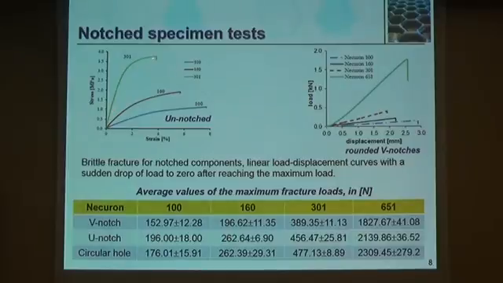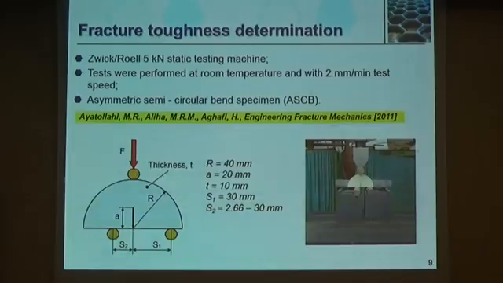So the materials are not brittle, but when we test the notched specimens, we can see that we have a brittle failure of these materials, a linear elastic behavior. These are some results of the average load on the notched specimens. We try to replicate or to obtain them using the average strain energy density.